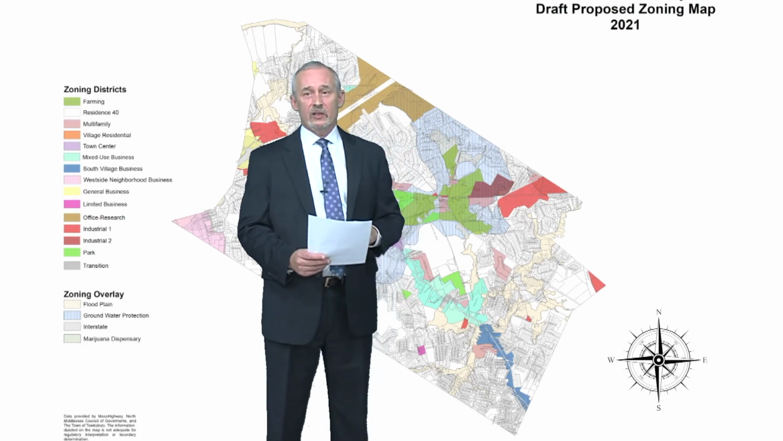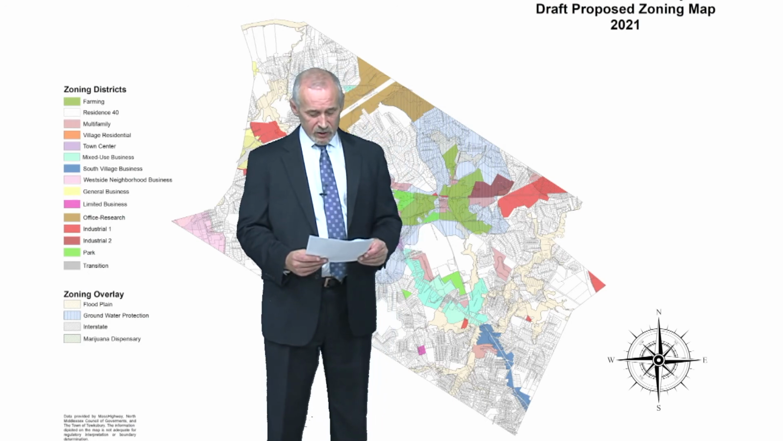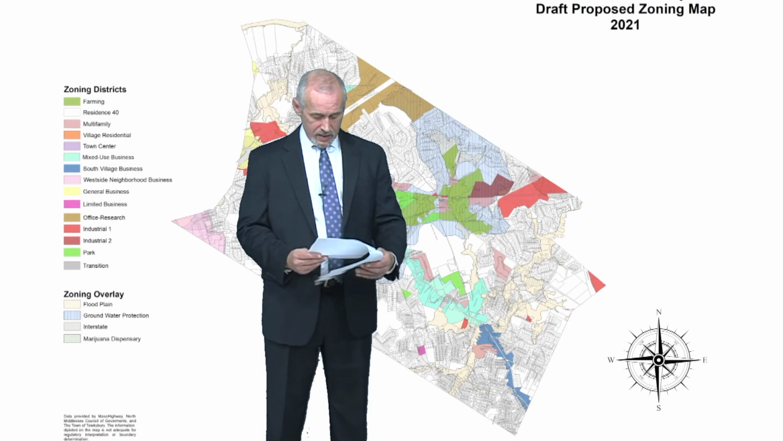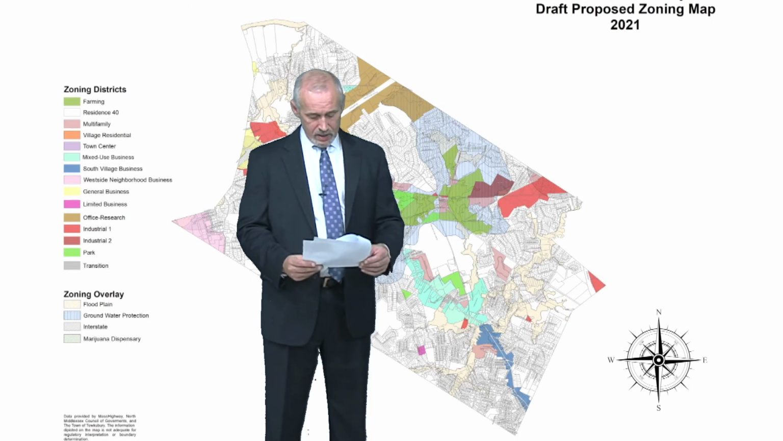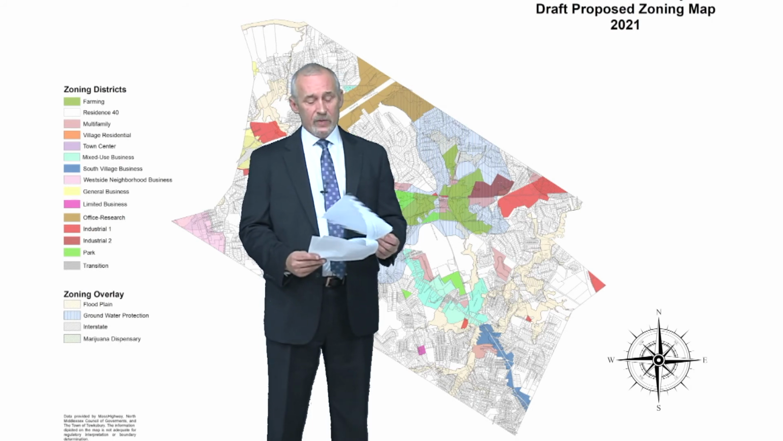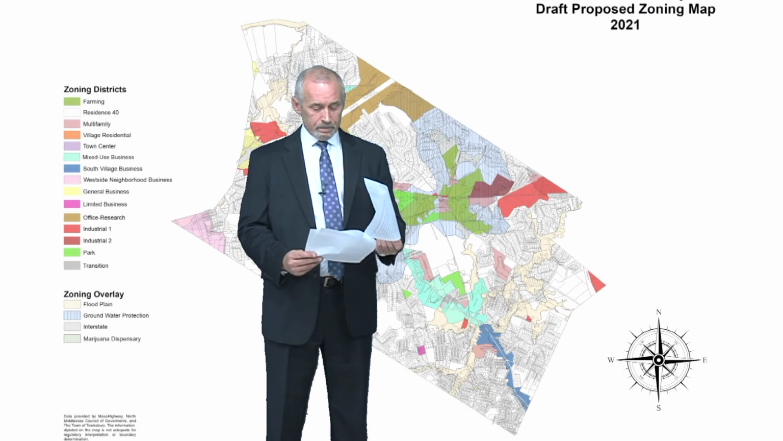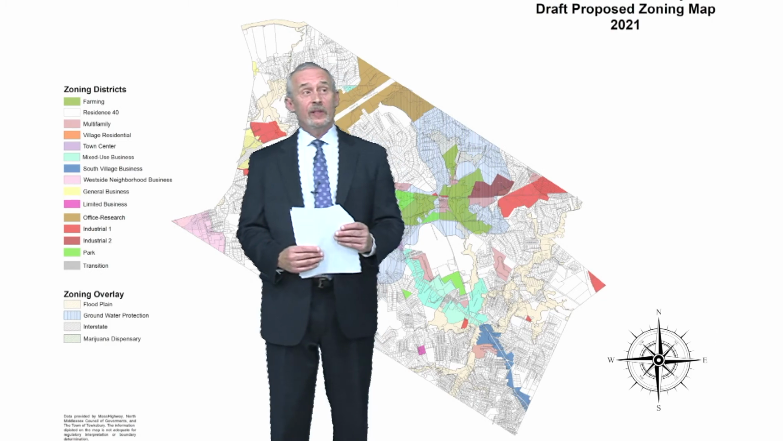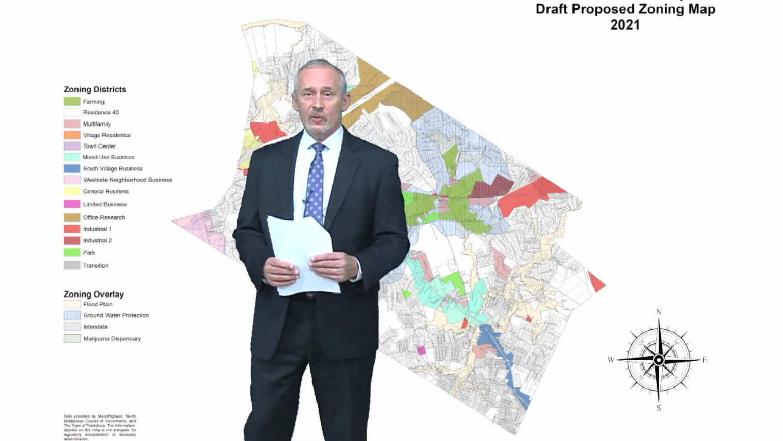I'm going to go through my list real quick because I want to make sure that all of the notes that I had were covered. And I believe South Fire Station would change from municipal to R40, as would the North Fire Station. And that concludes the tour of the draft proposed zoning map.